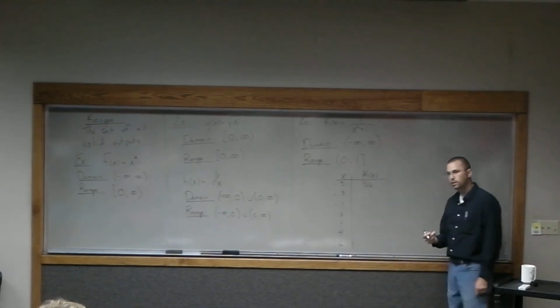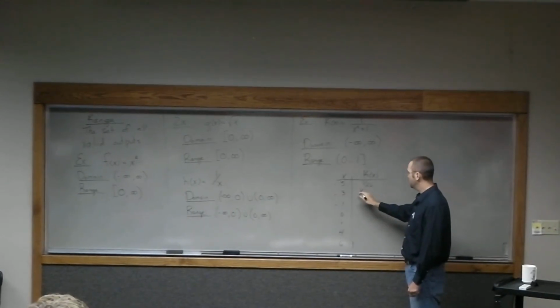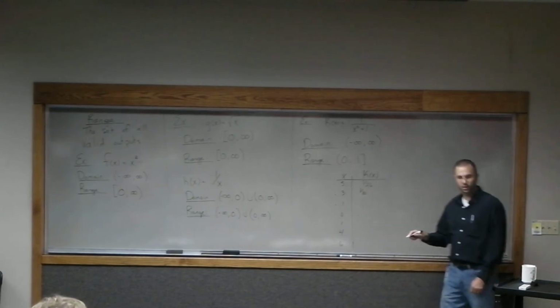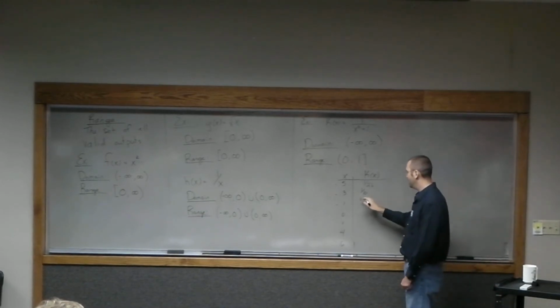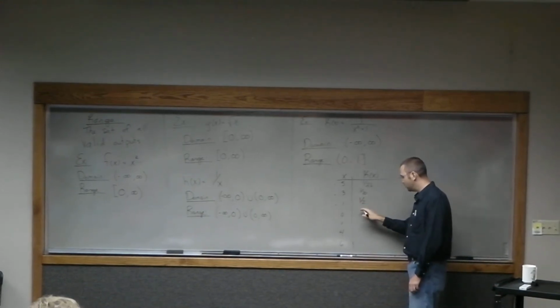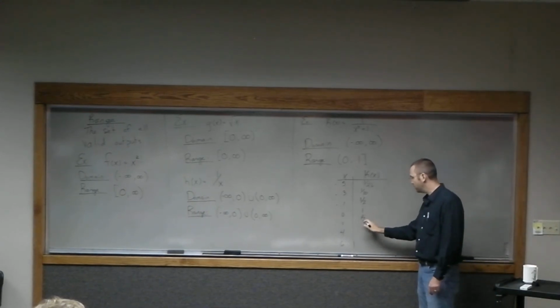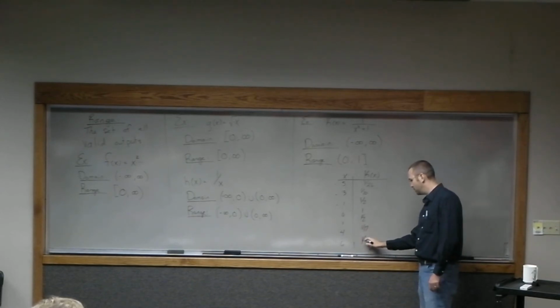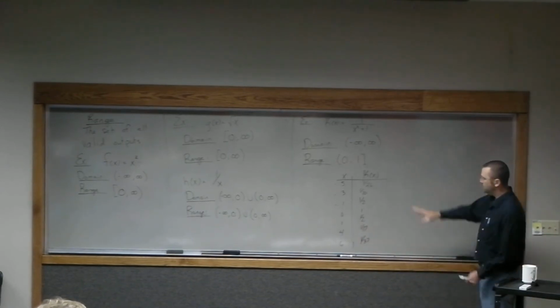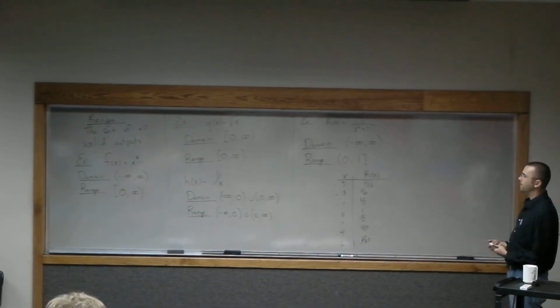I plug -3 in. Plug -1 in, get a half. I plug 0 in, I get 1. Positive 1, half. 4, 1/17. 6, 1/37. So this table that I've drawn here gives me some good evidence that, yeah, it does in fact look like this is going to be my range.